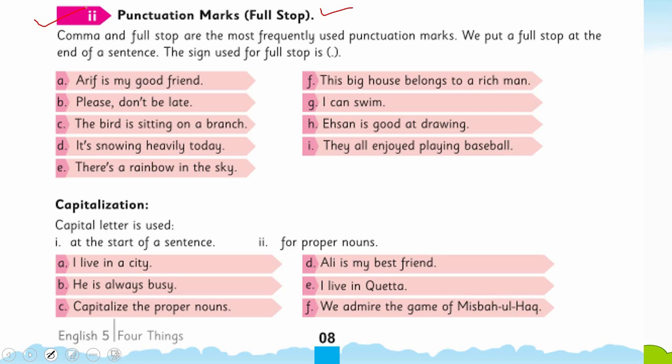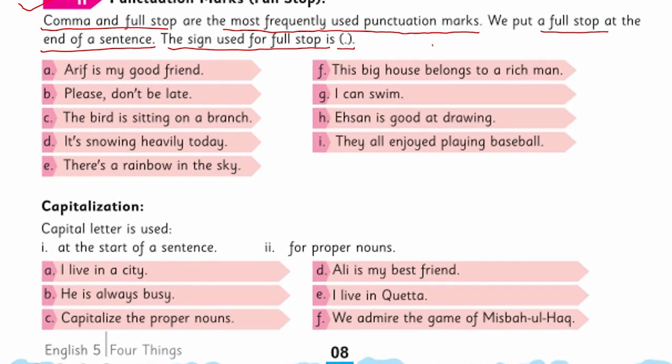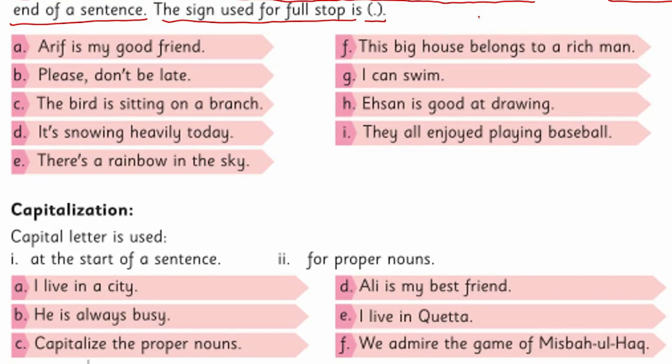So comma and full stops are the most frequently used punctuation marks. We put a full stop at the end of a sentence, and the sign used for a full stop is this, that is a dot. So number first, Arif is my good friend. Here a full stop is used at the end. In the second sentence, please don't be late. This is the full stop here.